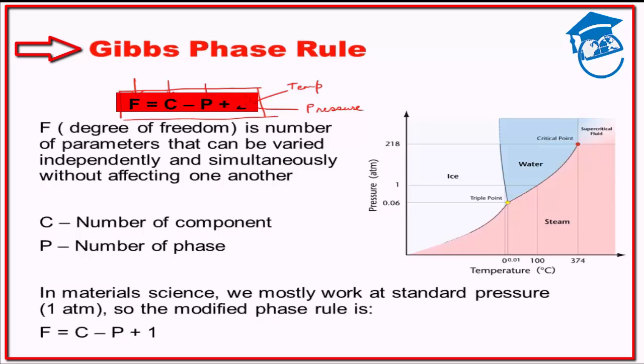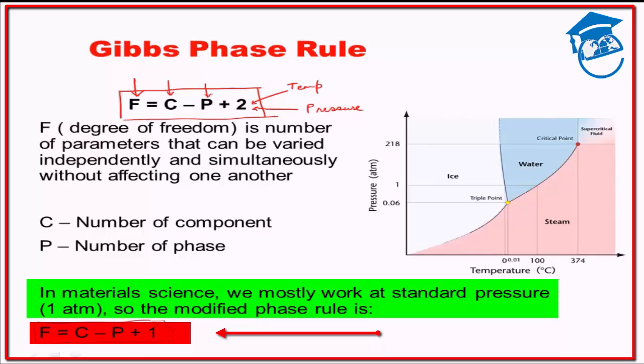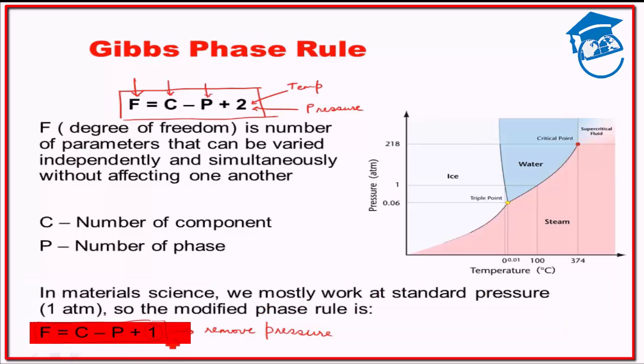In case of solid state materials, like the things which we'll mainly discuss in material science and metallurgy, pressure is mostly constant. We work under standard pressure conditions. So instead of F equals C minus P plus 2, we take pressure constant, and thereby what we get is a modified Gibbs phase rule, which is F equals C minus P plus 1. We remove pressure. This is the case in most of the solid phase diagrams which we'll study.